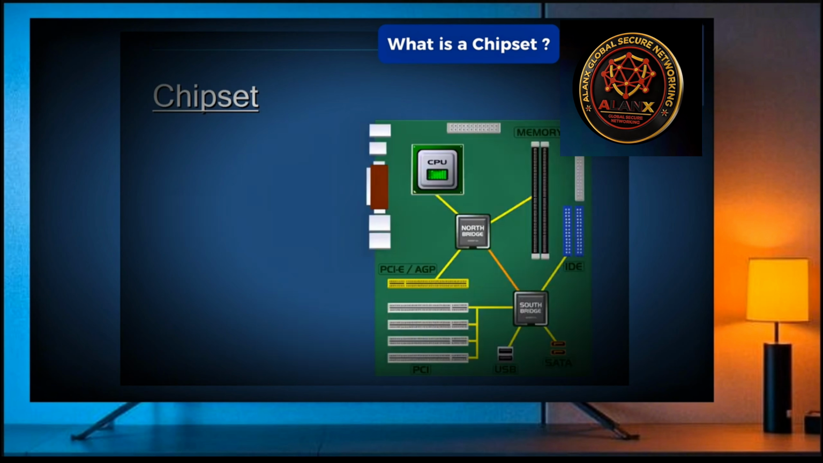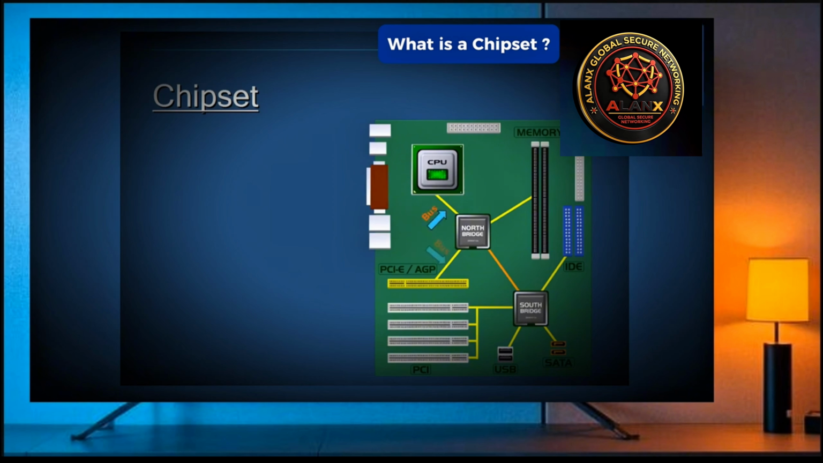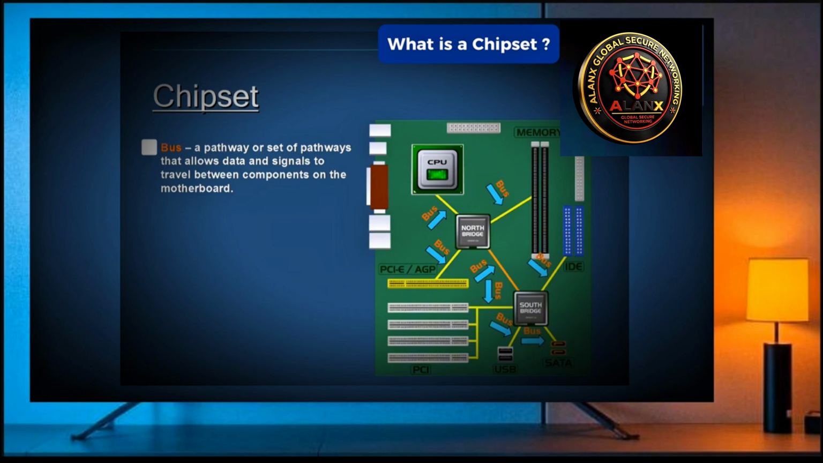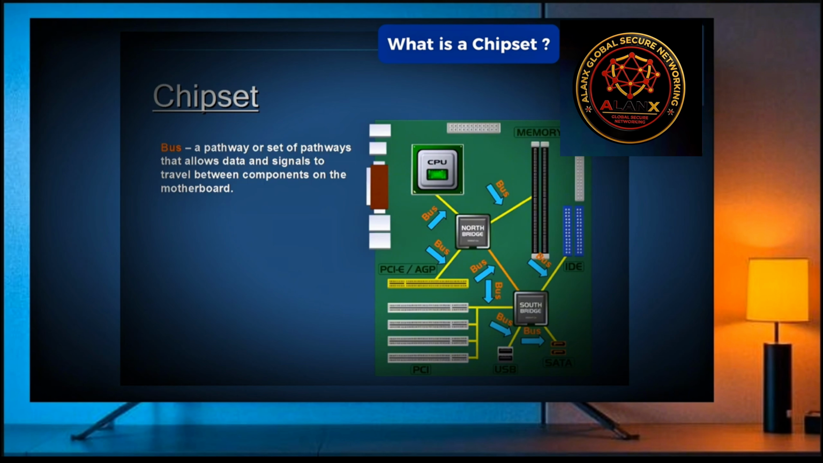Now, both the North and Southbridge make these connections to various parts of the motherboard using pathways called a bus. And a bus is simply a set of pathways that allows data and signals to travel between components on the motherboard. The motherboard contains several kinds of buses that vary in speed and bandwidth.